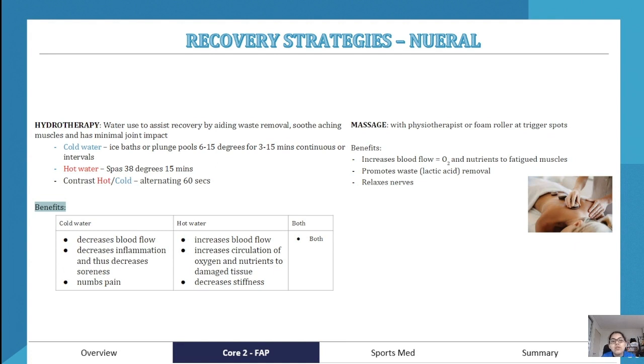Okay, so now let's have a look at massage. Massage with a physiotherapist or foam roller at trigger points has the benefit of increasing blood flow, and therefore supplying oxygen and nutrients to fatigued muscles. It promotes waste removal, so removal of lactic acid, and finally, it also relaxes your nerves. Hence why both are part of neural therapy.